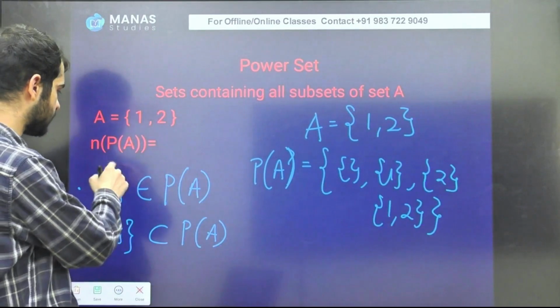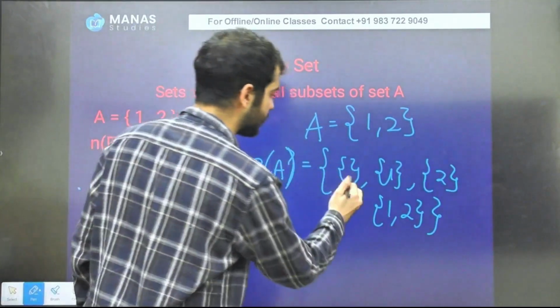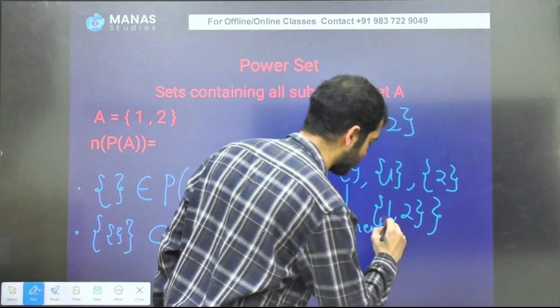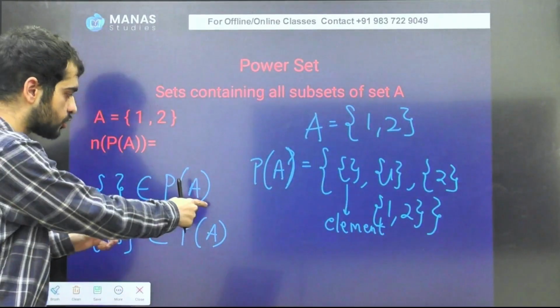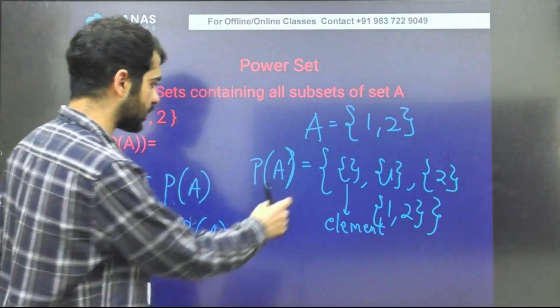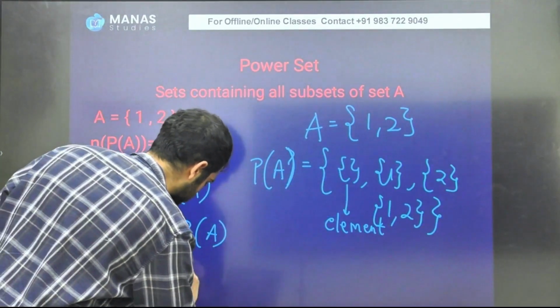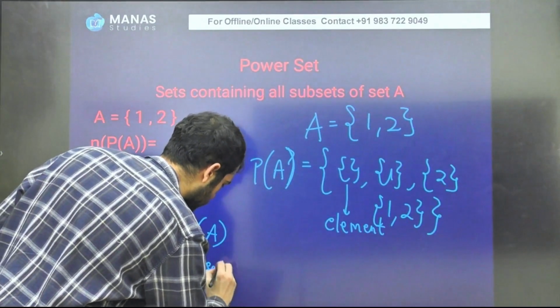Over here as we can see, the curly braces is an element. This is an element or a member. Because it's an element or a member, we can say that it belongs to the power set. But when I'm putting this element inside curly braces, now it becomes a subset of the power set.